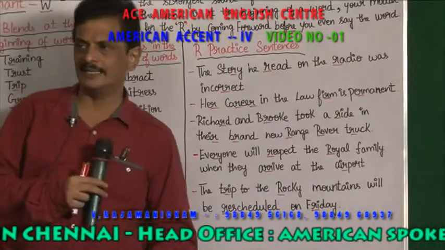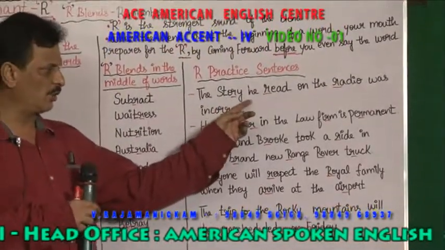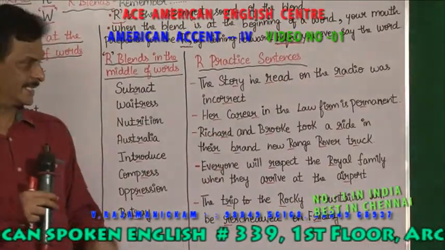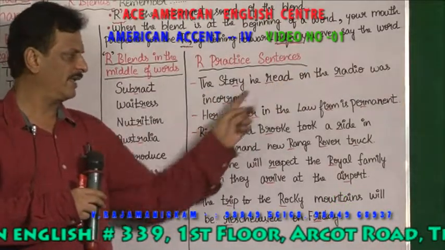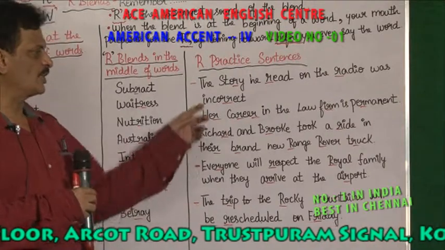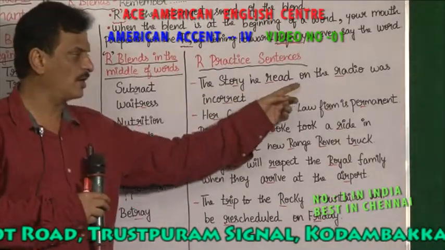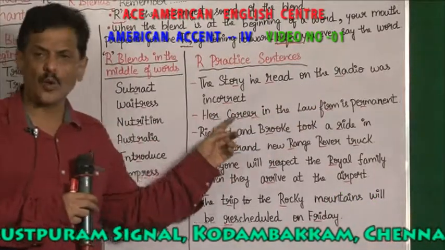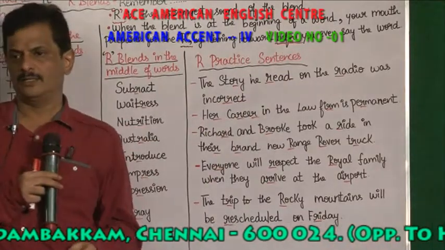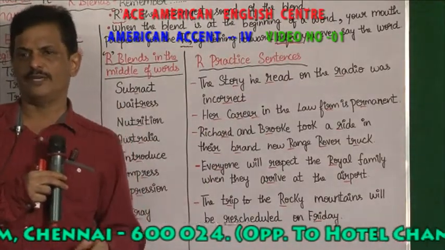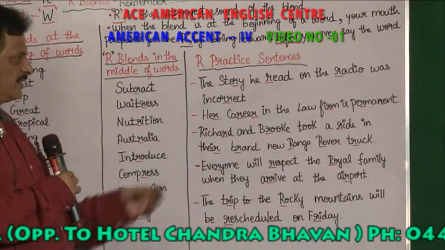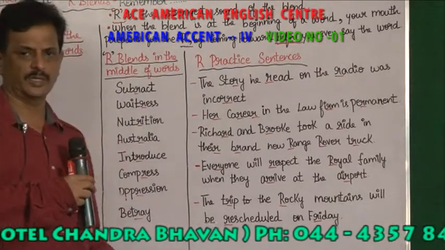So, R practice sentences. So all the R's in a sentence. See, the story he read on the radio was incorrect. So how many R's are there? 1, 2, 3, 4, 5. So nearly 5 R's, right? So the story he read on the radio was incorrect. So all the R's you are pushing forward. Whenever you see the R, your mouth goes forward, your tongue goes backward, your lips go forward. If it is the blend, you are not bothered about the other consonant.